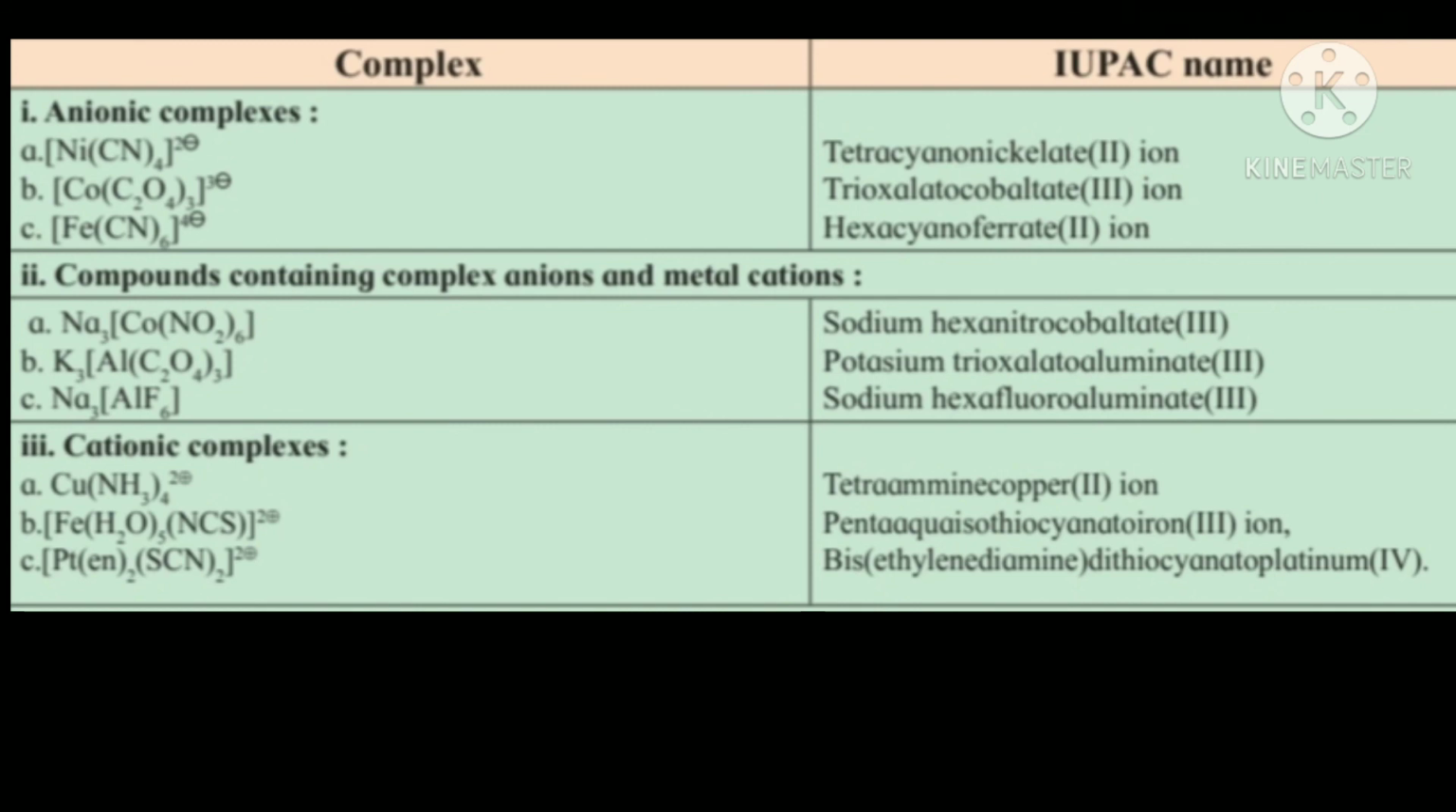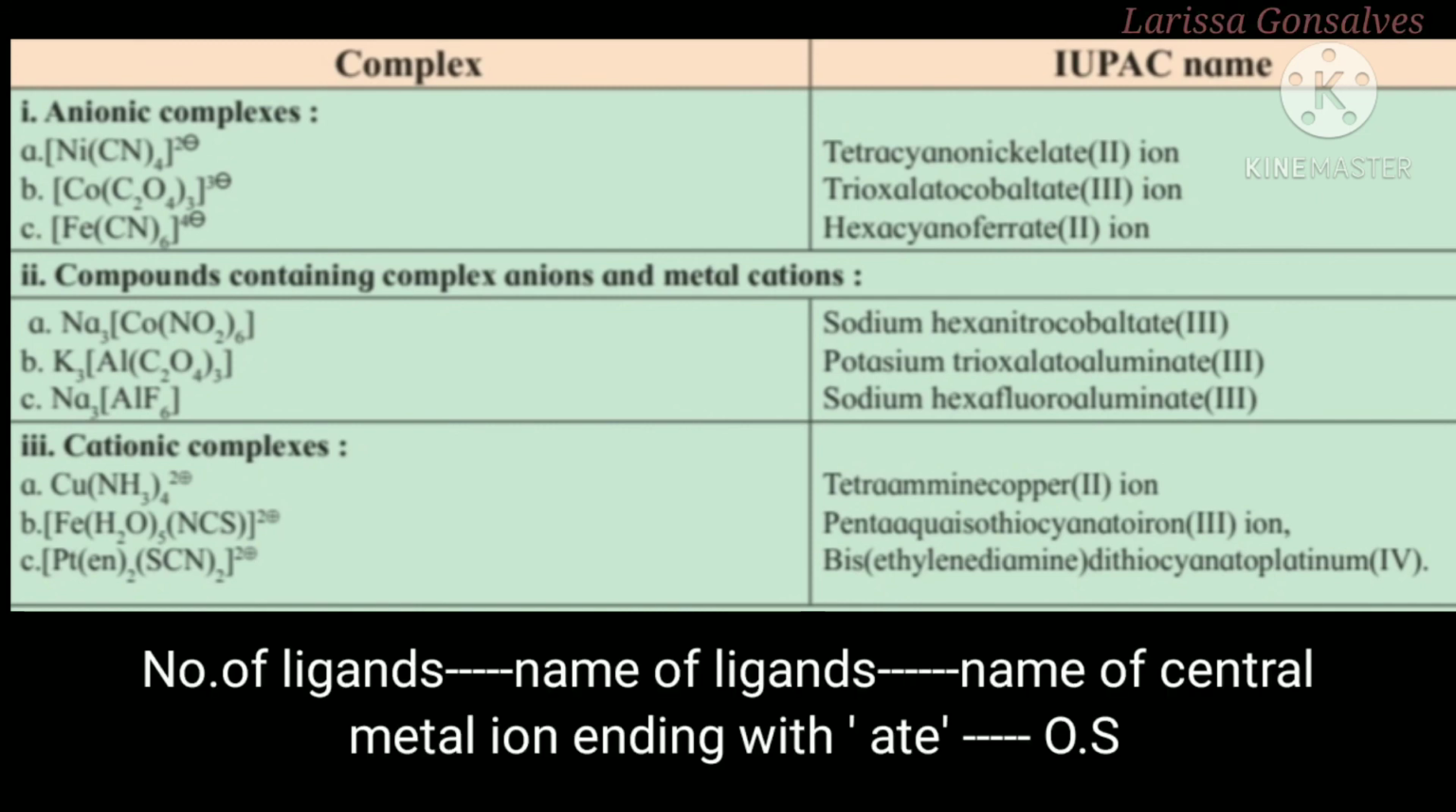So what is the rule for writing the anionic complexes? First you write the number of the ligands, then the name of the ligands depending on the conventions, and then the name of the central metal ion ending with the suffix -ate, and then the oxidation state of the central metal ion.